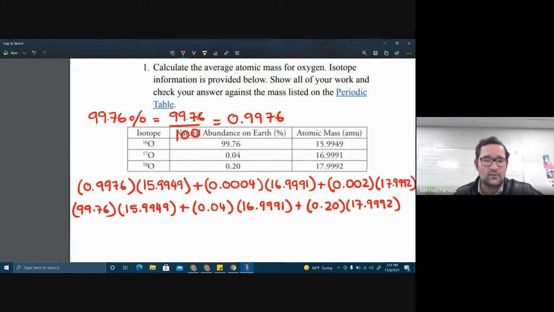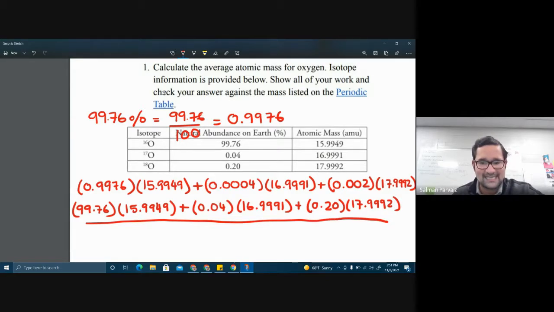Now, do be careful. Make sure you put everything in the numerator in your calculator first, get a final answer, and then divide your final answer by 100. And that'll give you the average atomic mass. In the calculator, you have to be careful.